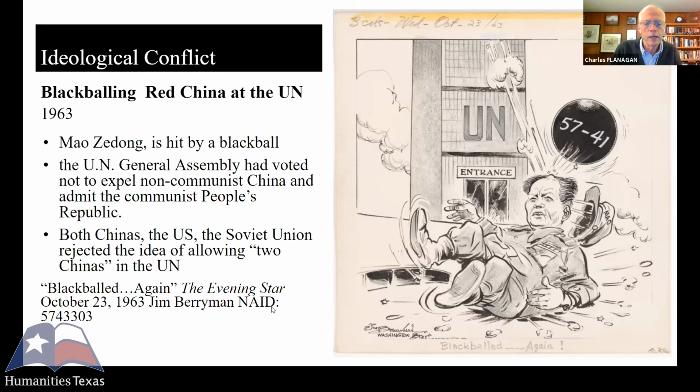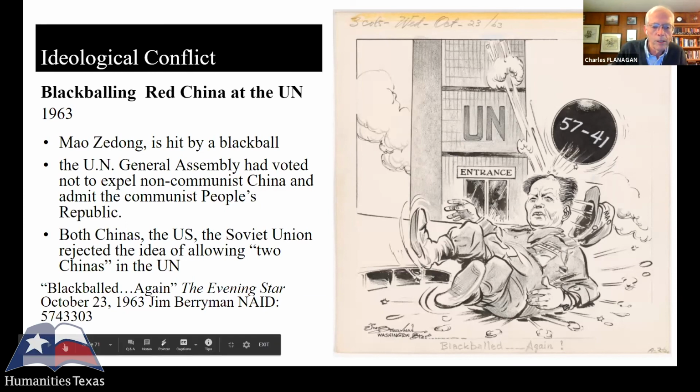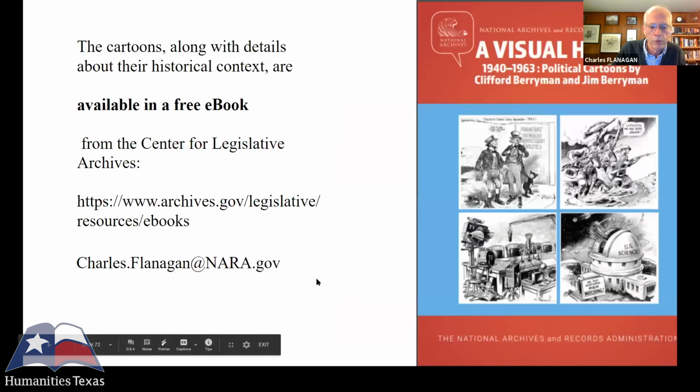So I know this was fast, and I know it was a lot of cartoons, but I hope that you can go back to this PowerPoint and treat it like a buffet and mine it for those two or three images that you can bring into your classroom. Again, all the cartoons are available in this free ebook, and they'll walk you through other topics as well, such as civil rights and science of the 1950s.